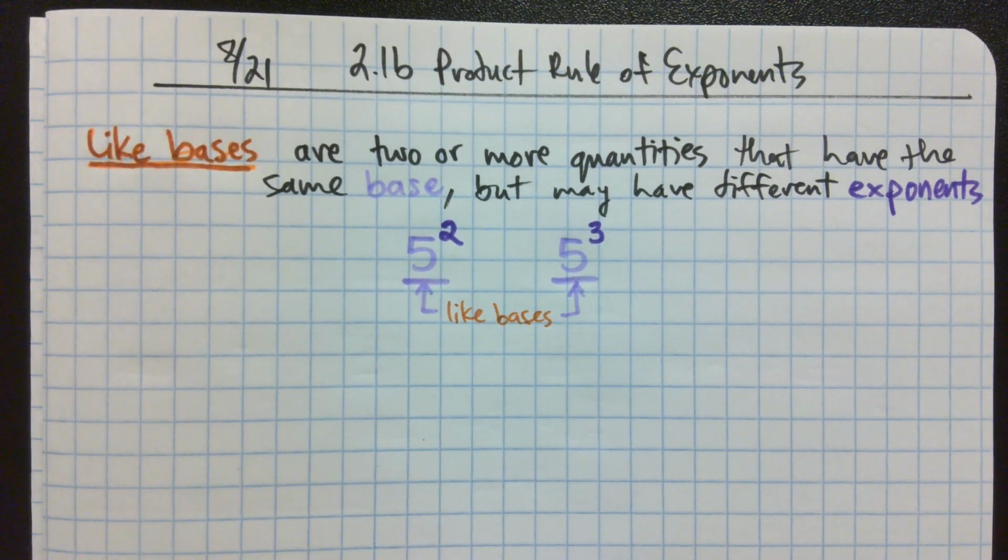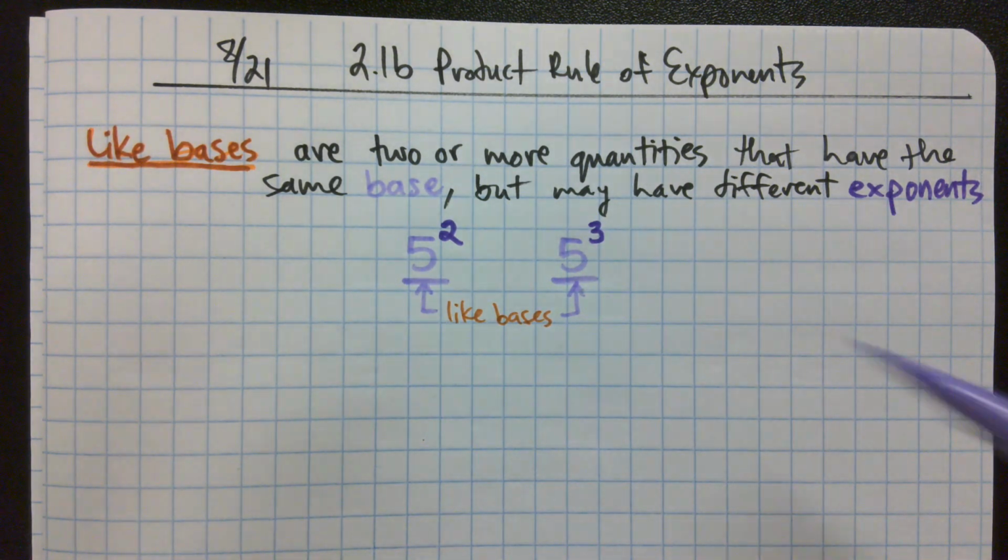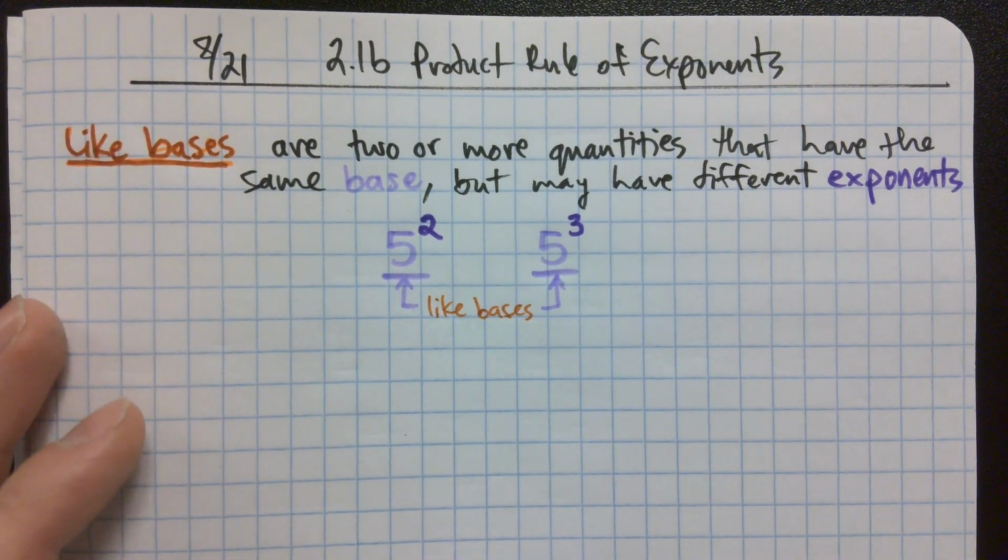Now they can also have the same exponents. If it was 5 to the second power and another 5 to the second power, those would also be like bases. But typically we see different exponents.